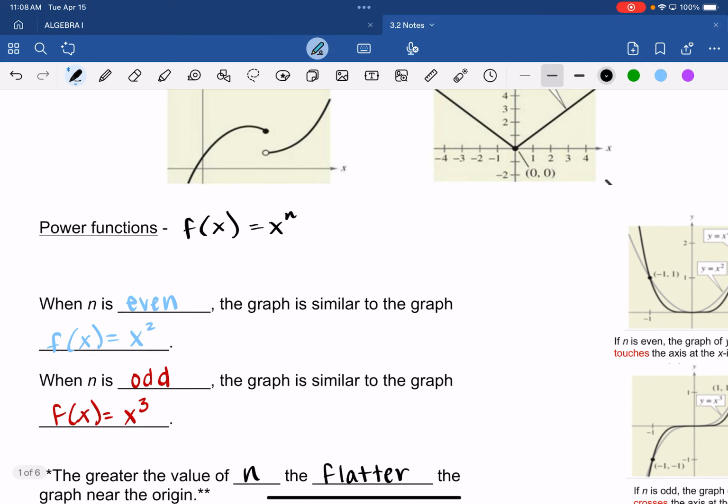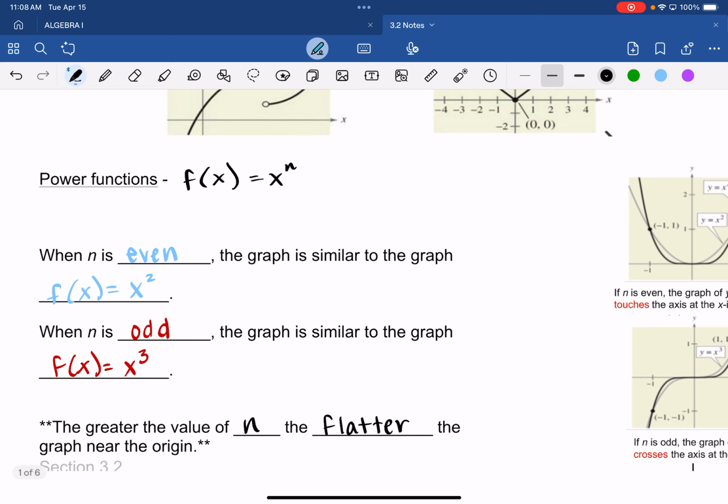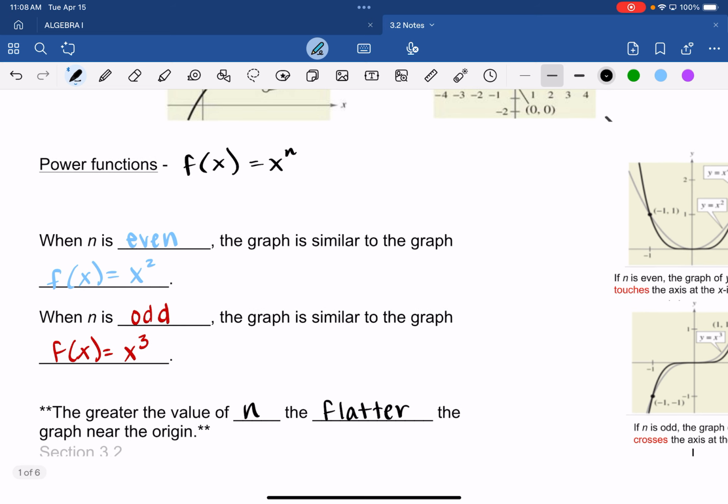All right. Power functions. We see powers come into play when we think about our degree, right? So our power functions, power is another word for exponent, right? Or the highest degree. So, is that like an N?